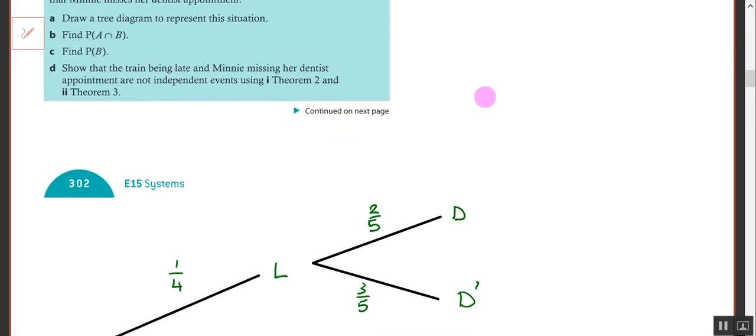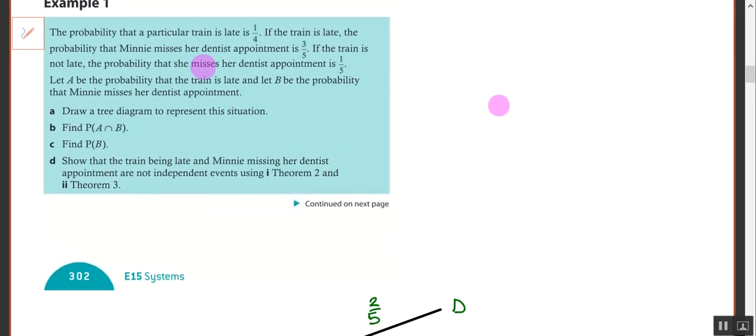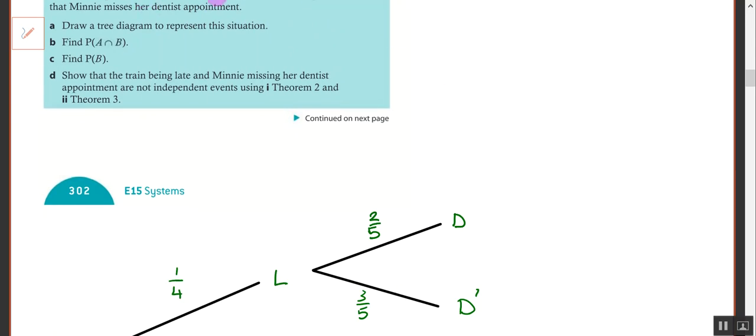So then it says, have I done this? So let A be the probability the train is late, B be the probability that she misses her dentist appointment. Okay, I'm actually done this the wrong way around, haven't I? But that's all right. Okay, find the probability. So this would be the A, this would be the B. But anyway, find the probability that A and B, so that's the probability that the train is late and she misses her dentist appointment, yeah? This is the one we want, the probability of late and she misses her dentist appointment.